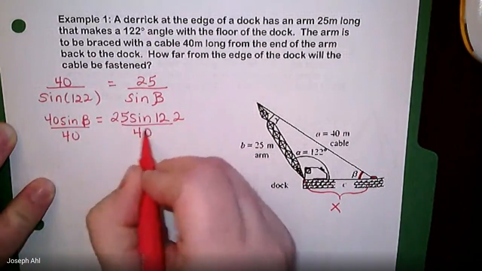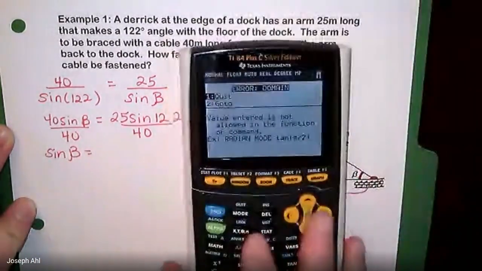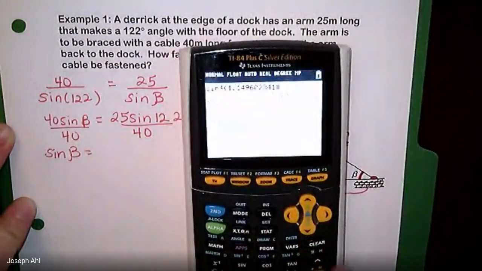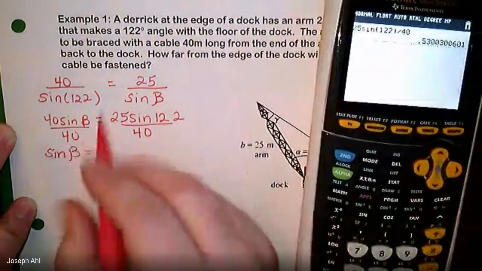Okay, just like we saw in the last question, divide by 40. So sine of beta is equal to, and again, as long as this ratio is under 1, we should be good to be able to calculate the measure of angle beta. So 25 sine 122 divided by 40 is 0.5300.